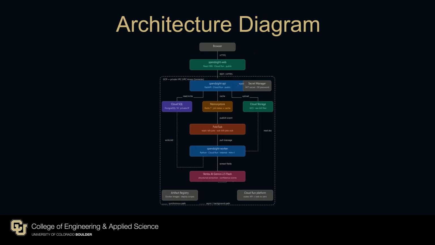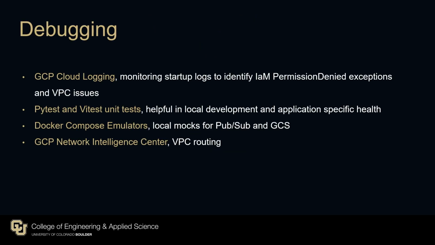That message is then consumed by our worker, which will then eventually extract fields. Those extracted fields are then written back to the database using Cloud SQL and then served back to the user on the web UI. And then also when they upload that bill, that's stored in Cloud Storage. The Artifact Registry here was just to serve the Docker builds and Docker images that we're using for our Cloud Run services.